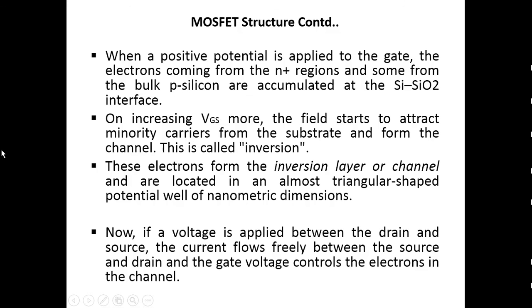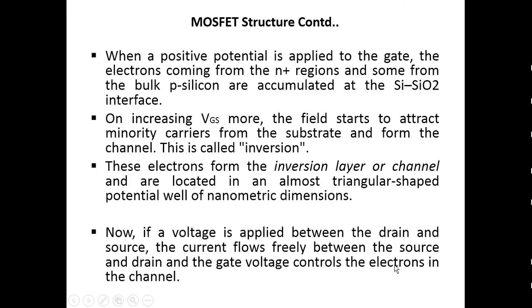Okay, so if a voltage is applied between the drain and source, the current flows freely between the source and drain, and the gate voltage controls the electrons in the channel. And it is due to this fact that this type of transistor is called a field effect transistor, because the current flowing from source to drain depends upon the voltage applied between the source and the gate. The gate source voltage can control the drain source current, that is, the voltage across the gate and source can control the flow from source to drain.